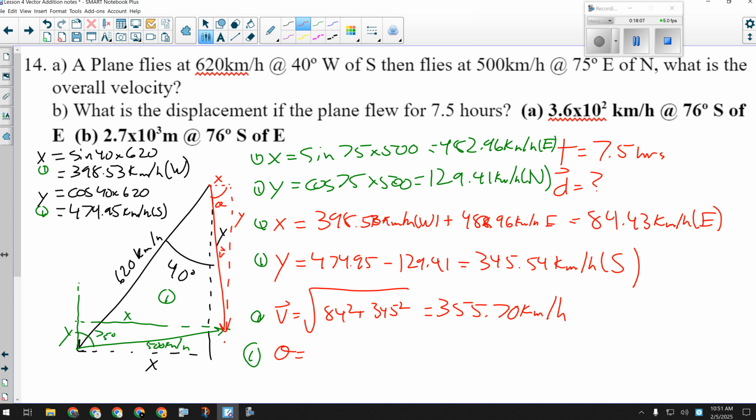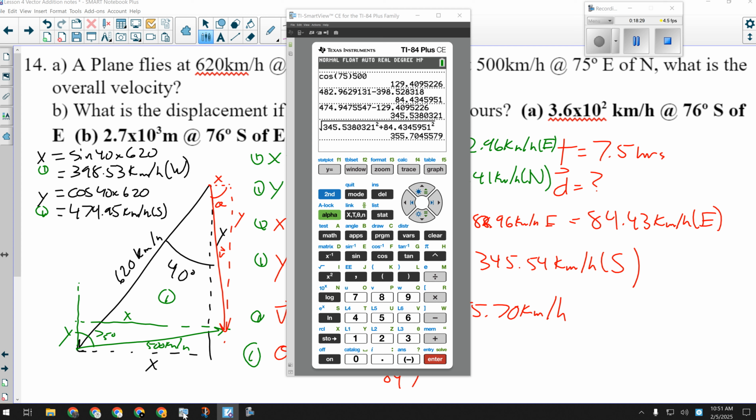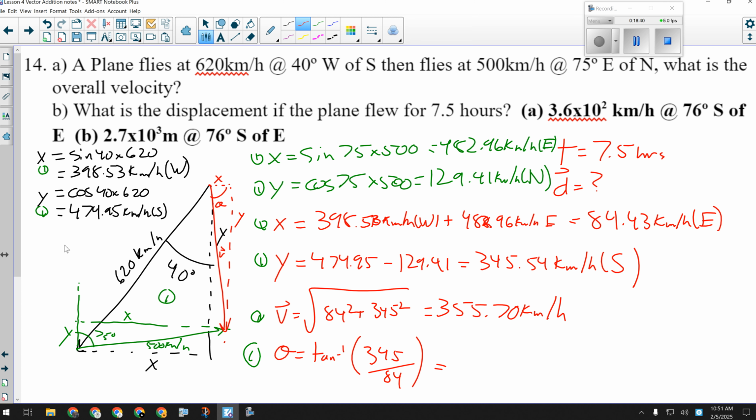Then we need the vector. The way I've drawn this triangle, and you could have easily drawn it the other way and gotten east of south, totally fine. The way I drew it, I've got x as the adjacent side, y as the opposite, so tan to the minus 1 of the 345 over 84. All right, so we're looking at 76 degrees. And for me, that is south of east.